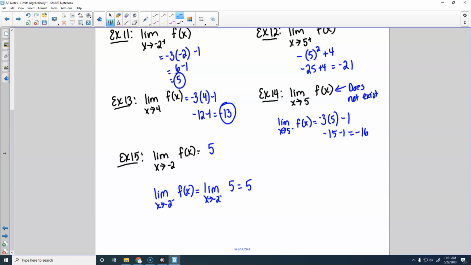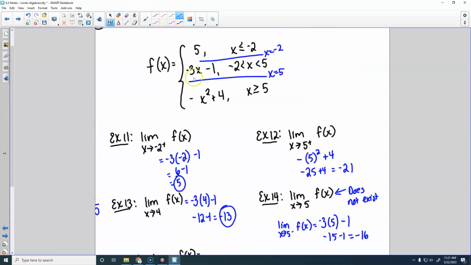Does that make sense? So whenever you're doing the limits of piecewise functions, you're checking those two functions that come together there if it's from both sides. And since the limit at negative 2 does exist, because these two give us the same value when we plug in negative 2. But the limit at 5 does not, because these bottom two do not give us the same value when we plug in 5.